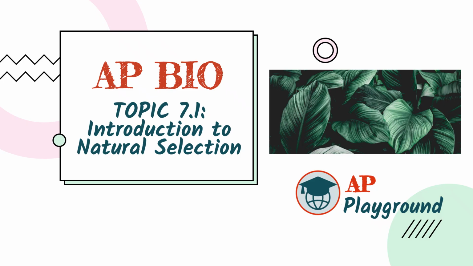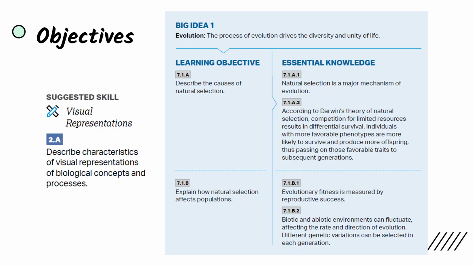Today we're starting Unit 7 with Topic 7.1, Introduction to Natural Selection. Today we're going to describe the causes of natural selection, talking about Darwin's theory, and especially about how natural selection affects populations. Our suggested skill is Visual Representations 2A, describe characteristics of visual representations of biological concepts and processes.